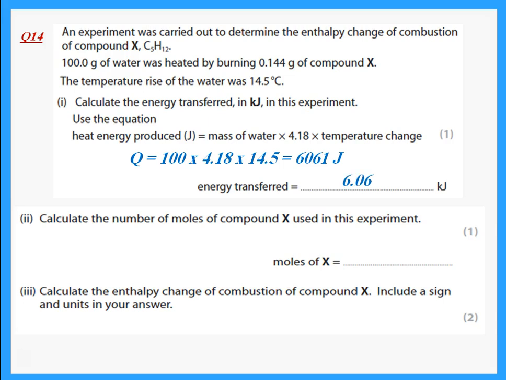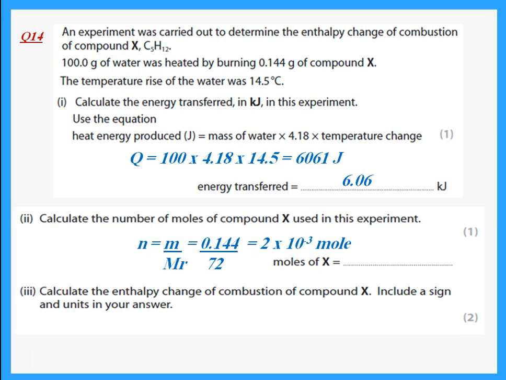He wants it in kilojoules. Remember, what comes out of this equation is in joules. If he wants it in kilojoules, you have to divide by 1,000. Then he says calculate the number of moles of X. Well, how am I going to calculate the number of moles of X? He says I have 0.144 grams of X. So to get number of moles, I use mass over molecular mass. The mass is 0.144, and remember that up there he said that X is C5H12, so you can calculate the Mr for C5H12, which is actually pentane, and you get this number of moles.